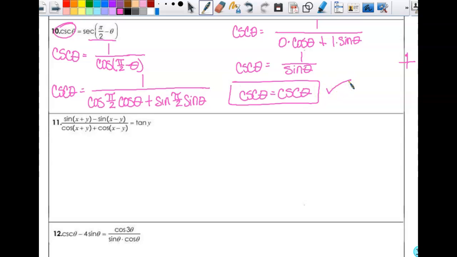Okay. What questions do you have? Anything? Okay. If we look at number 11, I think we would agree that the left-hand side looks way yuckier than the right-hand side. But these are all just straight up sum and difference identities. You have sine of a plus b minus sine of a minus b. I mean, they're x and y, but it's the same thing, right?